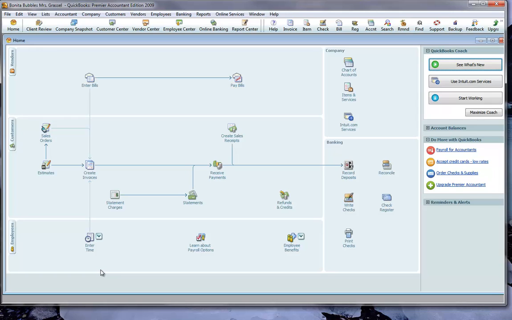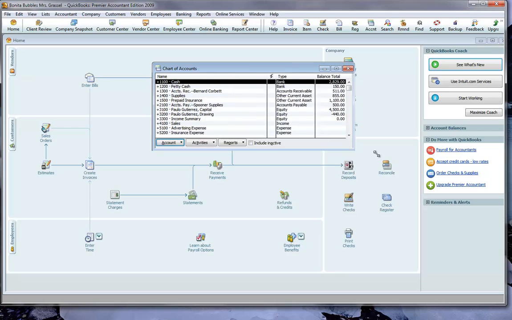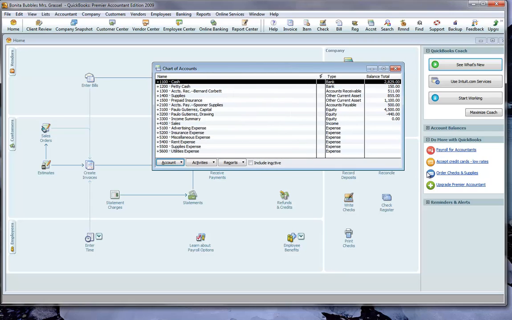A couple things that I'd like to point out I haven't spent a lot of time on, but because of where we're at today, I would like to show this to you. If you wanted to see all of the accounts that we are using here for Bonita Bubbles, all you would need to do is on the right-hand side under Company, double-click on Chart of Accounts. Here's going to give you your quick list of accounts, and it's going to give you your balances of those accounts as well.